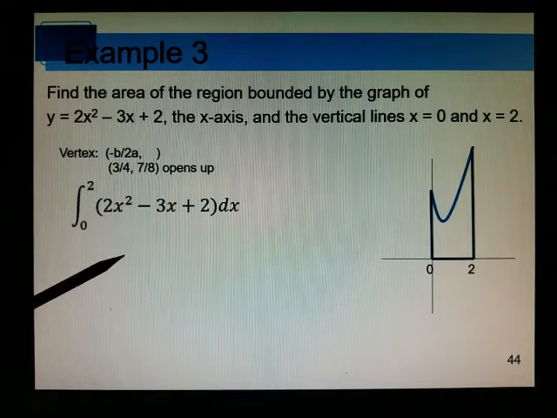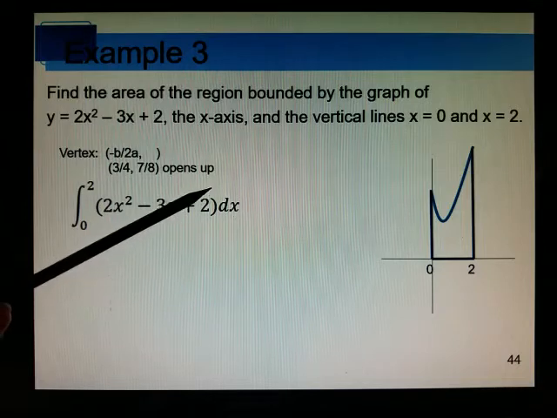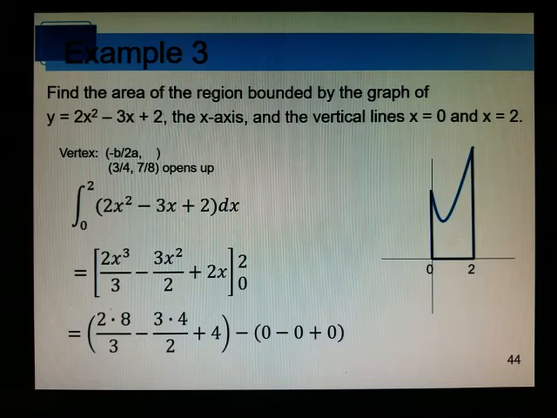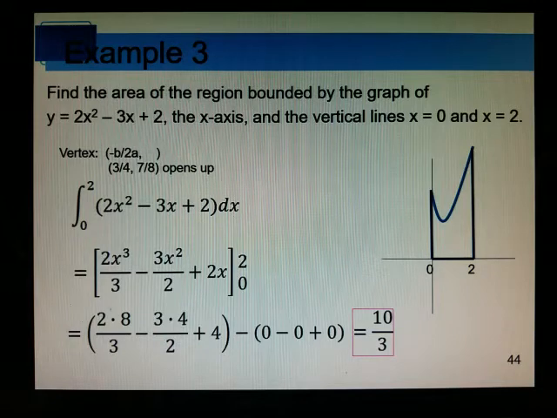Add 1 to the exponents, divide. Now remember to plug in the top number of 2 minus plug in the bottom number of 0. And that would actually give you my area under that curve between the curve and the x-axis from x equals 0 to 2.